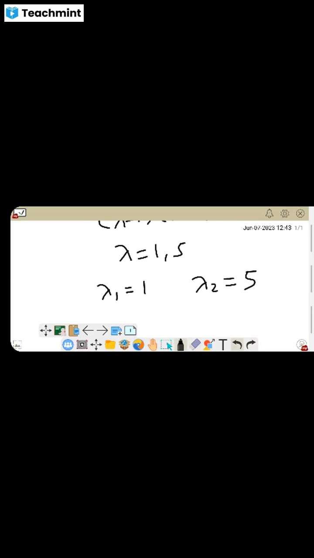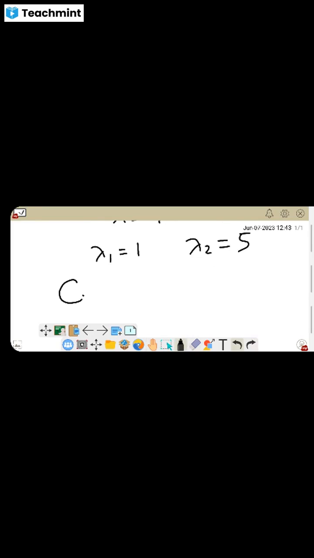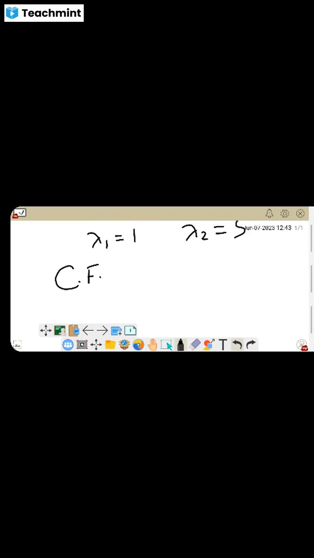So the required CF, which you can also write as YC for CF, is equal to A into e to the power x plus B into e to the power 5x.